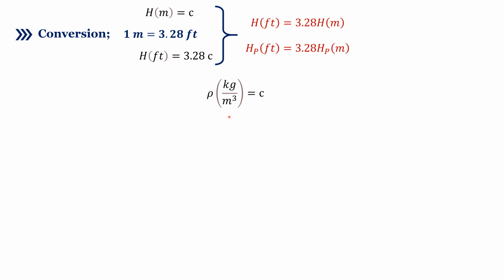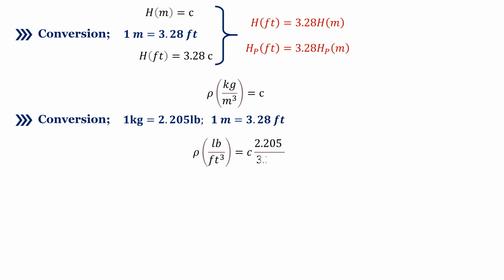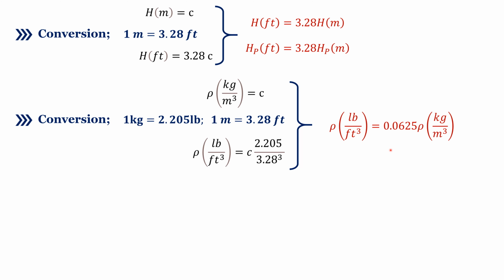Now we need to convert the density. So assume density equal to some constant. Now convert this constant into FPS units. Here we can convert this kg to lb and this meter to feet. So rho in lb per feet cube will become equal to this much. After simplification using these equations, we get rho in FPS equal to some constant value times rho in kg per meter cube.